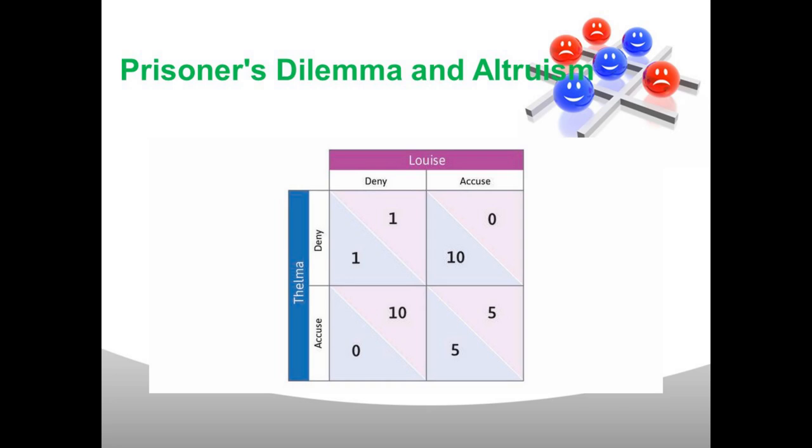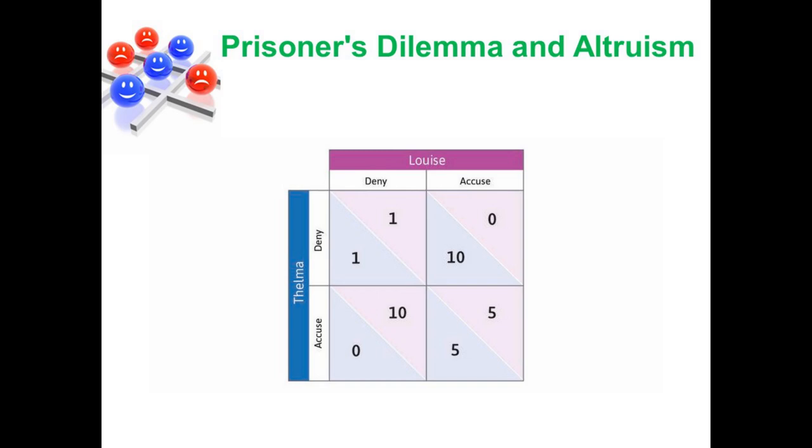The payoffs of the game are shown in the following manner. If both deny, that is, Louis and Thelma both deny, then it is 1-1. That is only in an interrogative period they should be in jail, so it is less than 1 year, or 1 year, say, for simplicity. If one accuses the other, then the person who accuses and the other person who denies gets maximum jail.